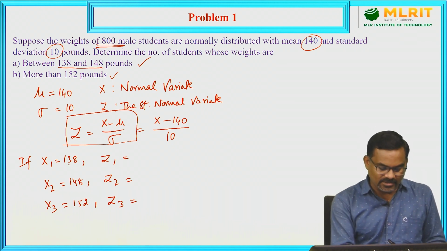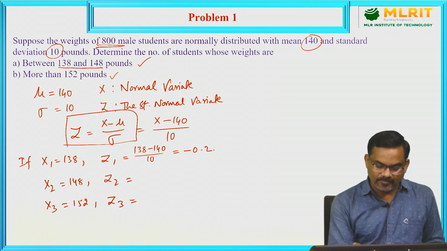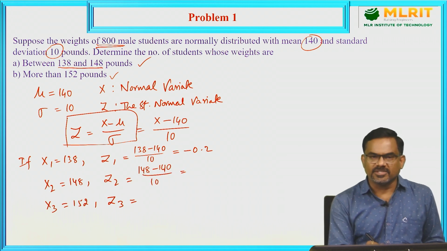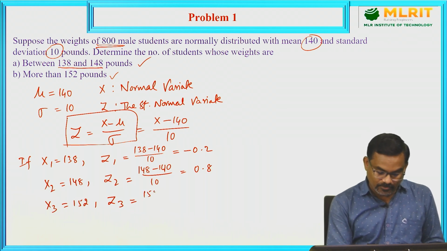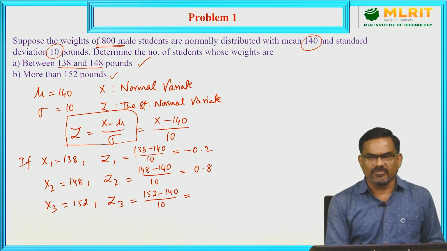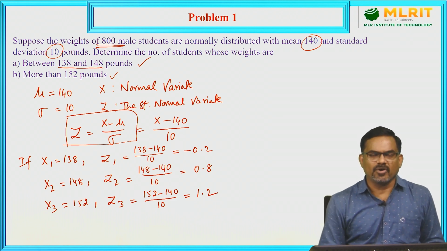So by substituting 138 here, 138 minus 140 by 10. So 138 minus 140 gives a negative value. So it results as minus 0.2. And Z2 is 148 minus 140 by 10, which results as a positive value, we will get 0.8. And the last one, 152 minus 140 by 10. So 152 minus 140 is 12, by 10, so 1.2. So these are the corresponding values of Z.